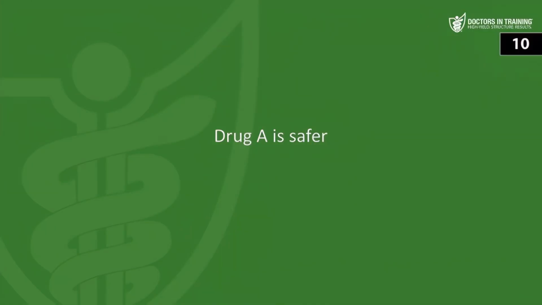So if drug A has a lethal dose of 10, say 10 grams, but drug B has a lethal dose of just 2 grams, and the effective dose is the same for both, in this case 1, then drug A is much safer. Or you can just remember that a high therapeutic index means the drug is safer. So 10 to 1 is a lot higher than 2 to 1, so again, drug A is safer.